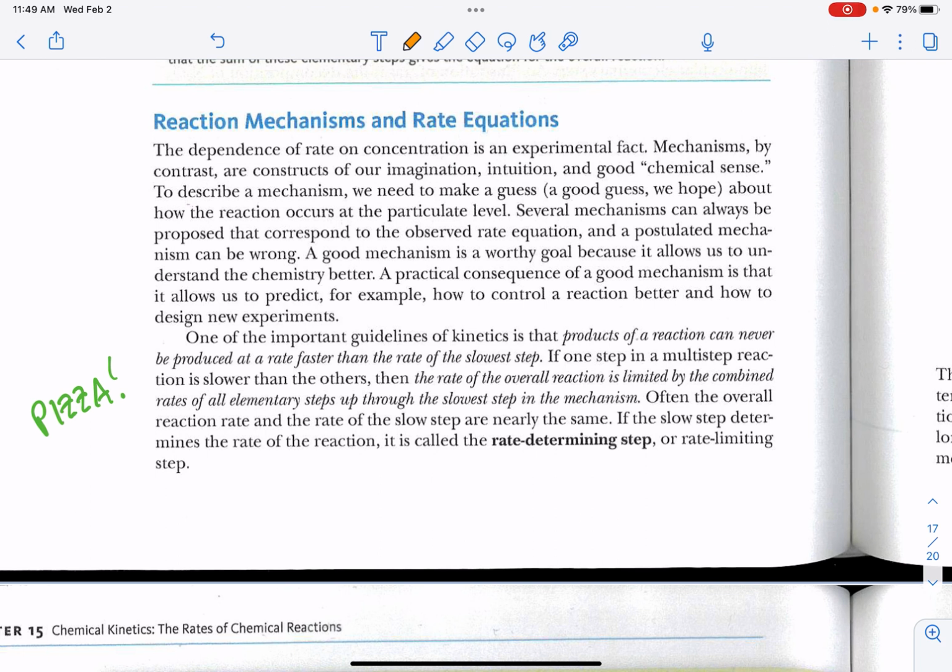How many pizzas do we get to eat a minute? And of course, the answer is based upon who's the slowest. The slow step in this reaction mechanism of making a pizza from its raw materials of shell and sauce and cheese and pepperoni is Libby. We only make 2 pizzas per minute. The process of putting pepperoni on the pizza by Libby is our rate determining step. Our rate determining step right there. That's as fast as we can go.